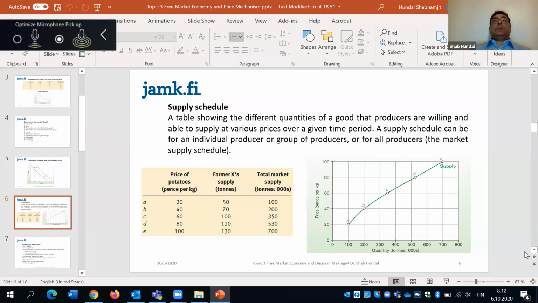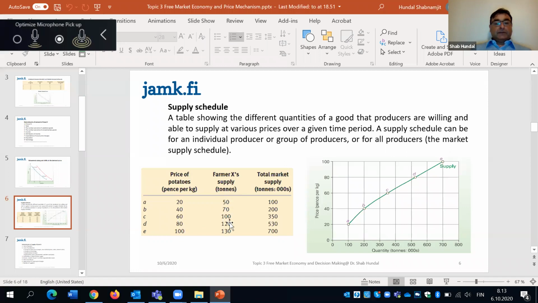Now here, it's very important that when you discuss supply, you don't think from the consumer's point of view. You think from the sellers', producers', manufacturers' point of view. So you have to see from a different perspective. The supply schedule shows the different quantities of a good that producers are willing and able to supply at the various prices over a time period. So here are the prices of potatoes in pence, and the farmer's supply per kilo, and you can see that as the price increases, the supply increases.